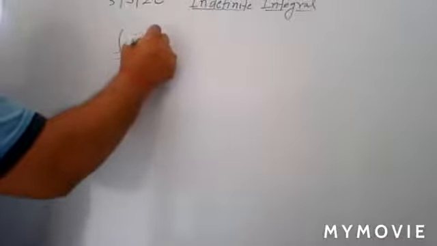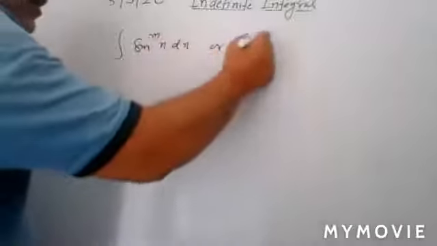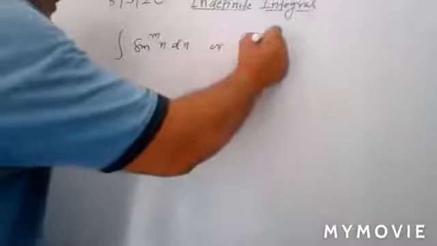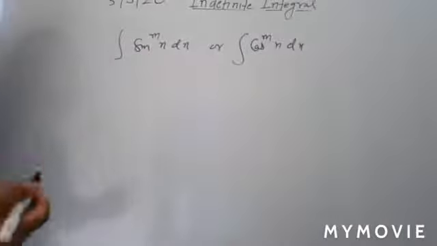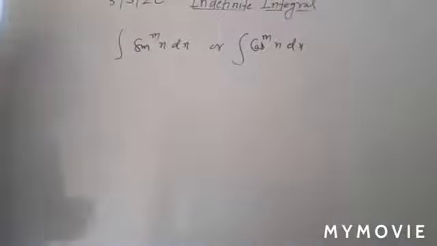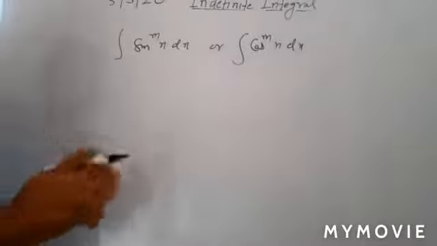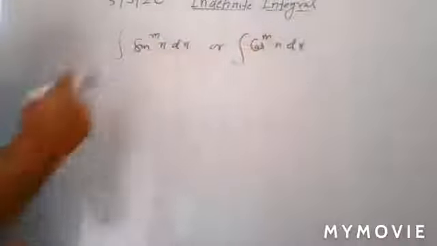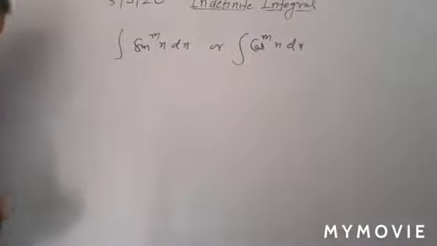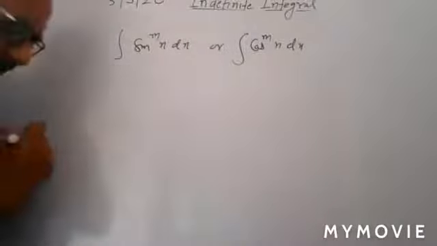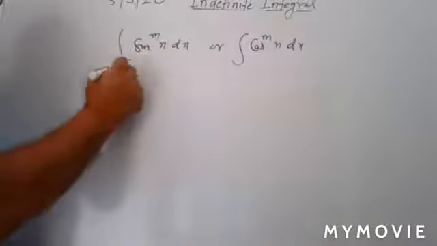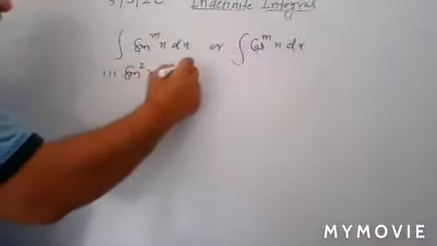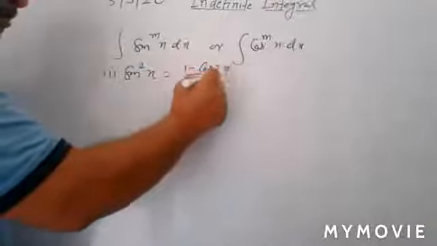Just listen to everyone. Suppose you have any integration of the form sine to the power m x dx, or cos to the power m x dx, means the power of sine and cos. Then for the first type of integration, how do you simplify it? So here, in place of sine to the power m x or cos to the power m x, you try to reduce that function. Here you generally apply the formula sine square x is equal to 1 minus cos 2x by 2.